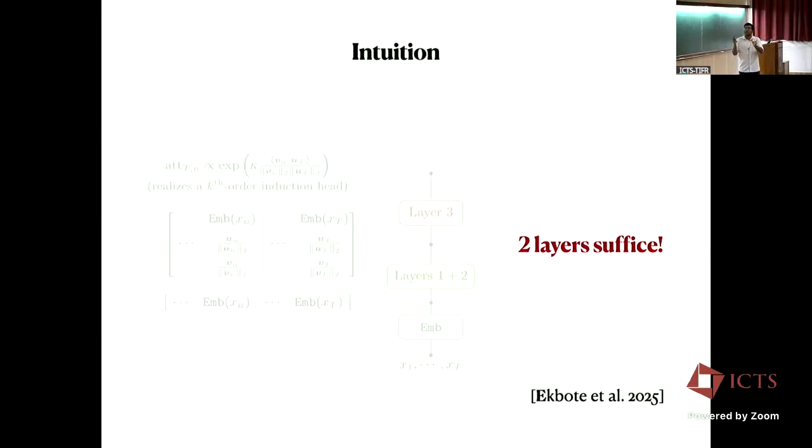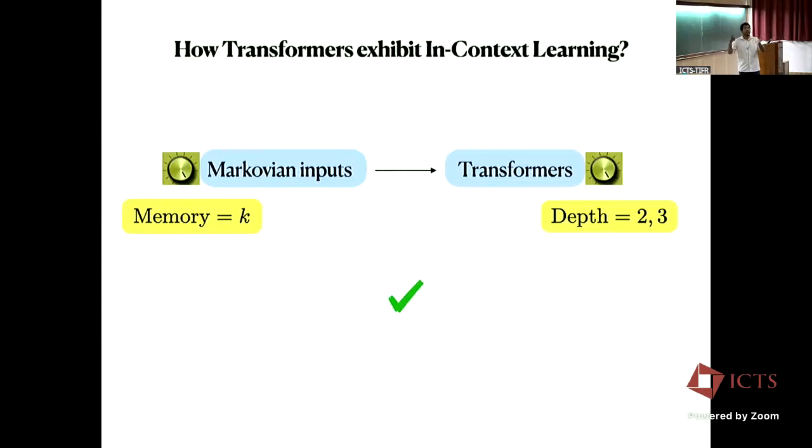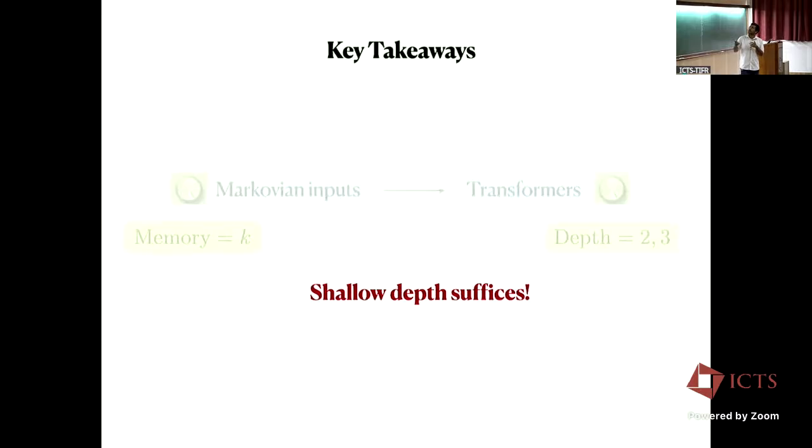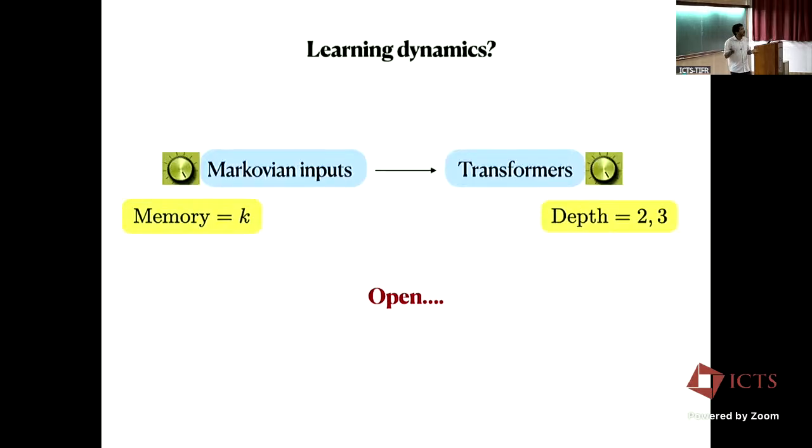Okay, so that's the overall picture for the kth order Markov chain, where you can capture it with just 2-3 layers. The main takeaway is that I showed even with how shallow a depth you can capture this. But the learning dynamics are still open. This is very, very hard. It looks like a 2-layer transformer, but sometimes the simplest things are the hardest, right? Even for 2 layers, it's very complicated, but that's something open and up for grabs.